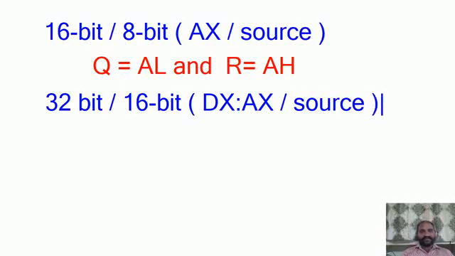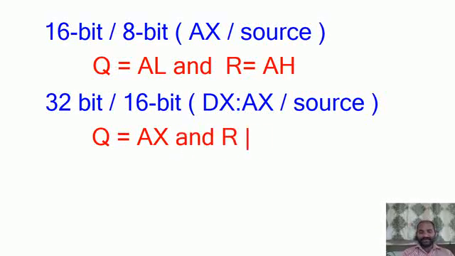When you are performing the 32-bit by 16-bit division operation, the quotient is there in the AX register, and the remainder is there in the DX register. Quotient is there in the AX register, remainder is there in the DX register. So this is all about our multiplication and division instructions in detail.